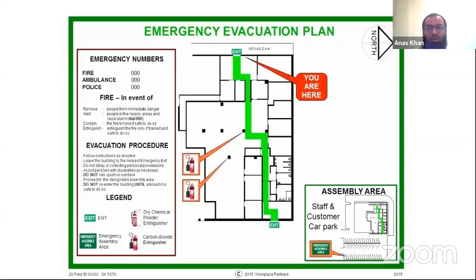Very good. You can see this is one example of a simple emergency action plan. In this plan, you write the emergency numbers, what to do in case of fire, where the evacuation route is, where the assembly points are, and what the legends are. We need to have this kind of emergency action plan available in almost all of our departments and prominent places, so the people working in the company are well aware of it.